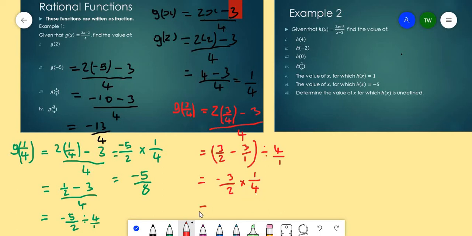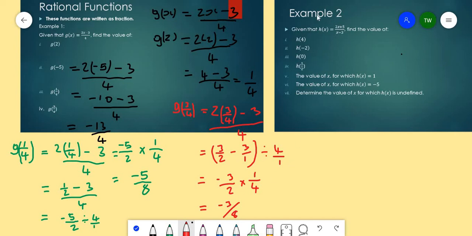And to finish this question, all you need to do is to multiply numerator by numerator and denominator by denominator. So -3 times 1, that gives me -3, over 2 times 4, that gives me 8. So therefore, g of 3/4 is equal to -3/8. Alright?